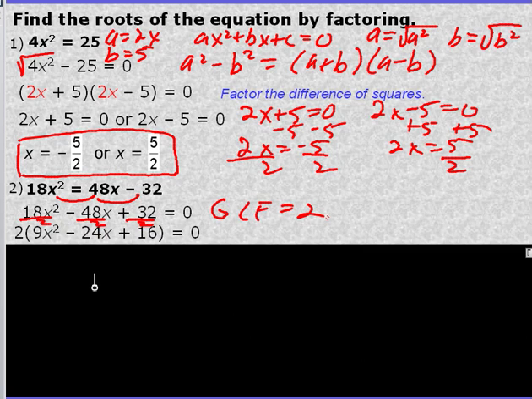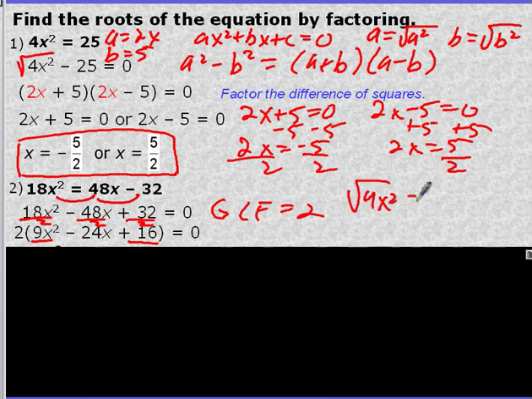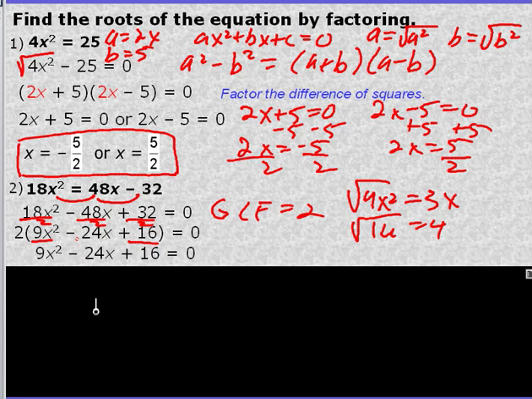And again, this is another special product. Notice this is a perfect square and this is a perfect square. So you're going to square root. It's the square root of 9x squared. Square root of 9 is 3. The square root of x squared is x. And the square root of 16 is equal to 4. So this is going to be, and notice how this is a negative here, 3x minus 4 times 3x minus 4.